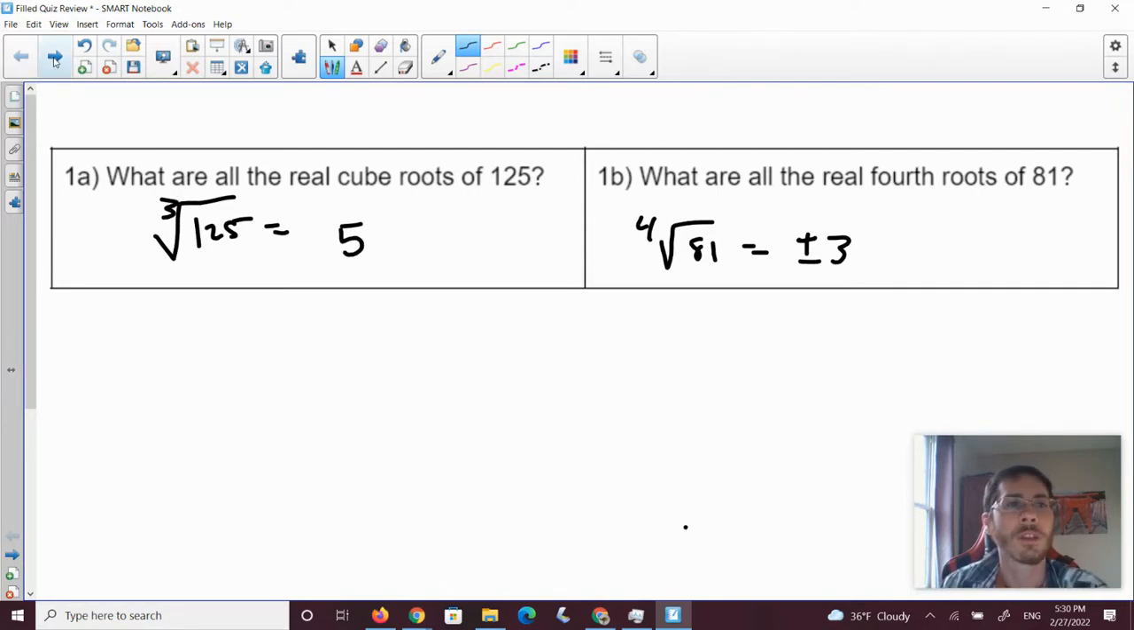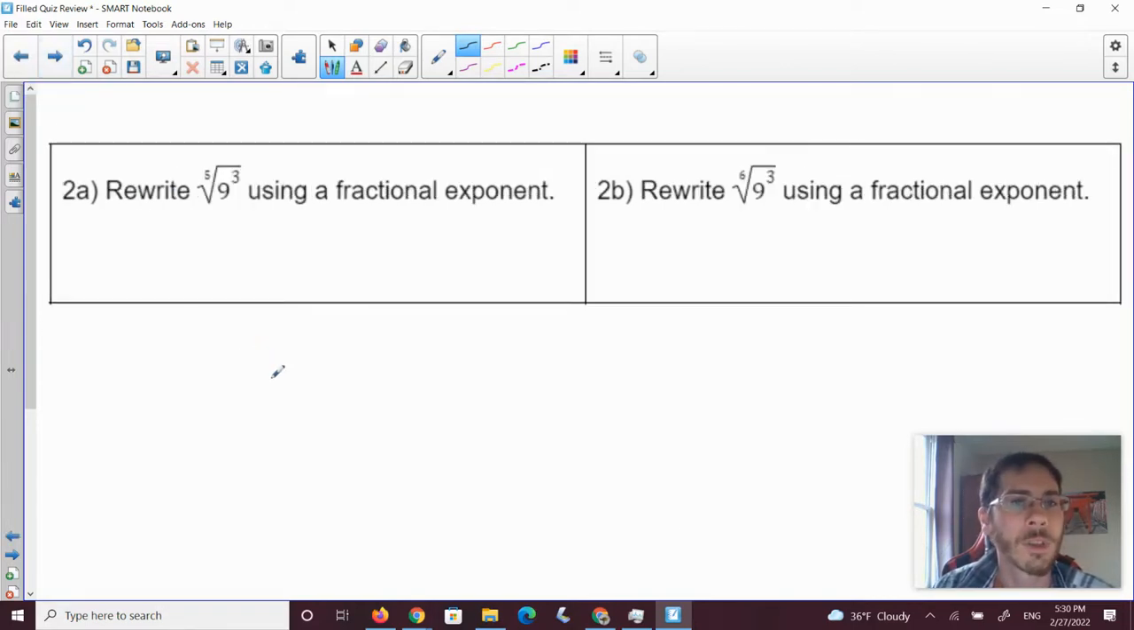All right, for number 2, it says rewrite the fifth root of 9 to the third power using a fractional exponent. So to rewrite these using fractions, the base stays as the base, the exponent stays as the exponent, and the index becomes the denominator for the exponent. And that's it. We're all done.